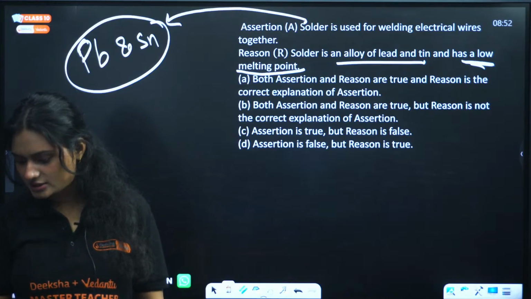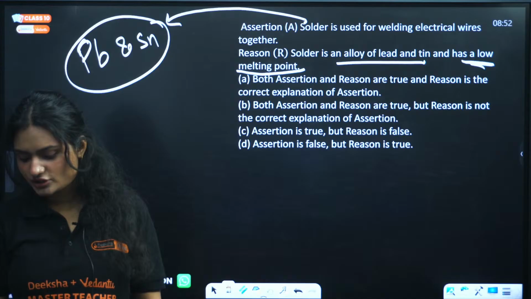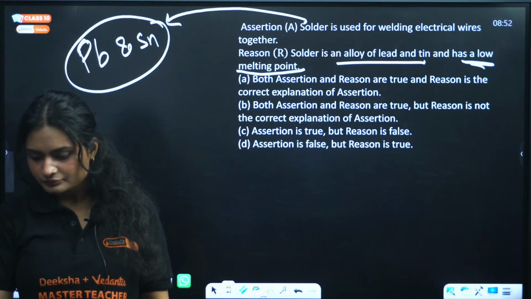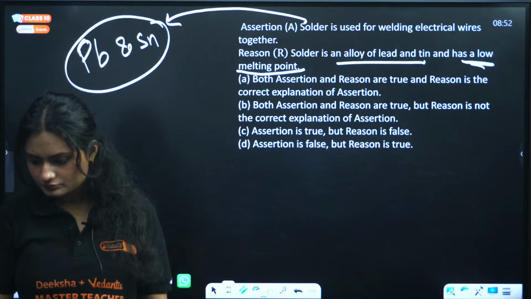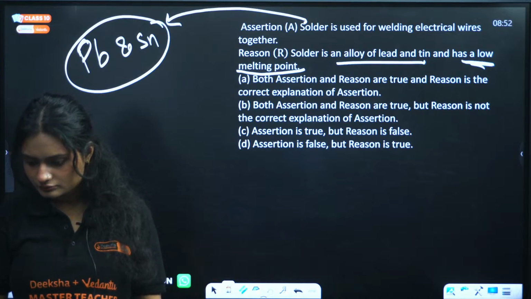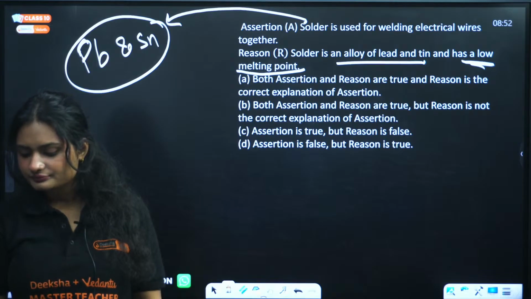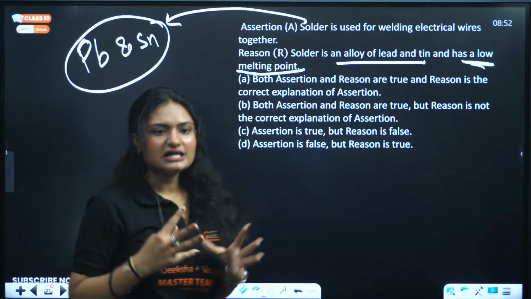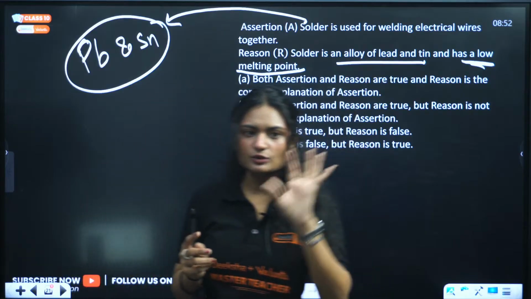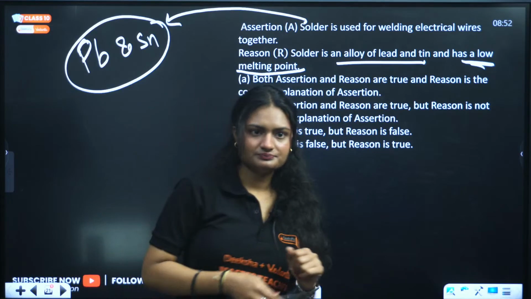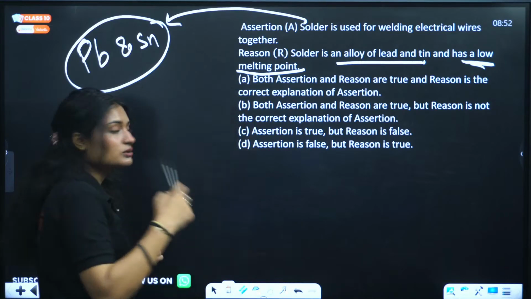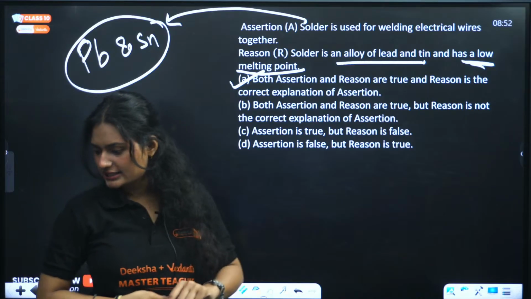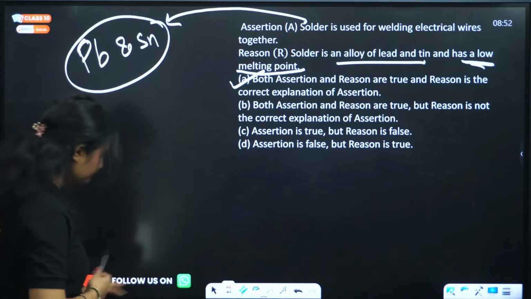Pb and Sn, right? Normally the fuses that we have in our houses, the MCB you can call it, are made up of solder. The wire that is in there is solder. So yes, both assertion and reason are true. Yes, A is the correct answer.